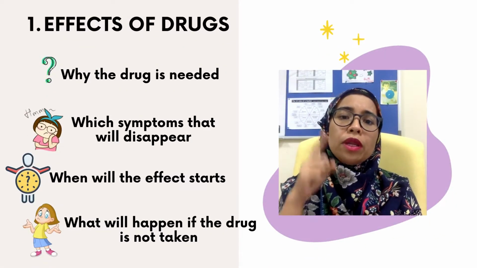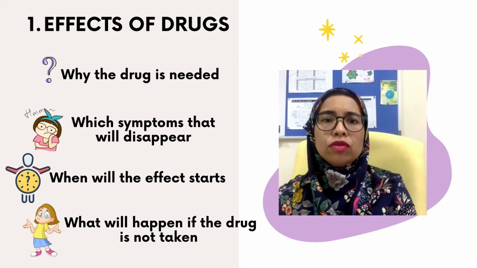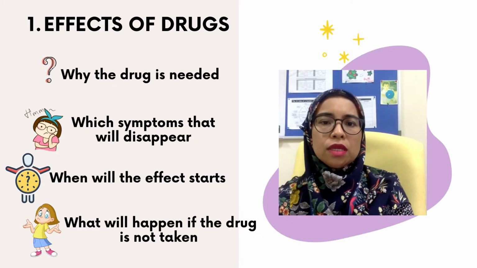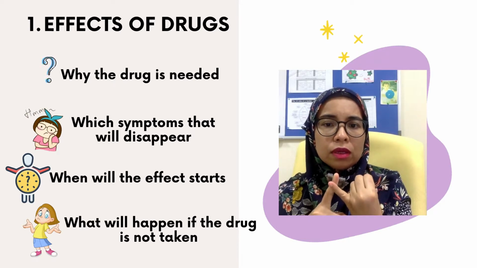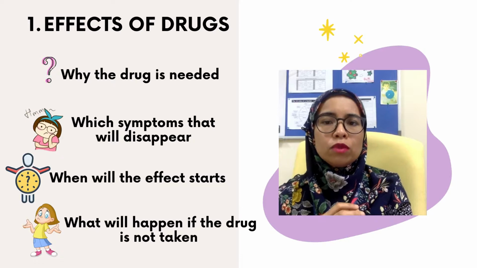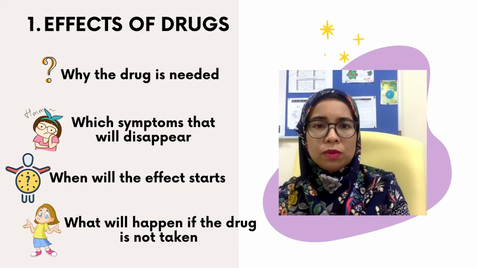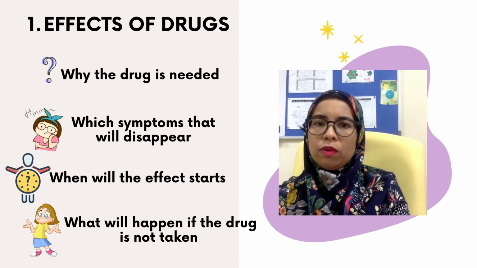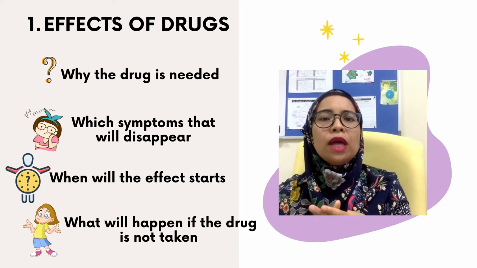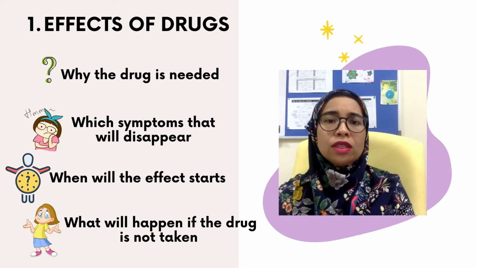Let's talk about point number 1, which is the effects of the drug. When you are going to talk to the patient about the effects of the drug, you would want to include the reason why the drug is needed, which symptoms will disappear, and sometimes some of them won't disappear, so you want to tell them which one will not disappear with the given treatment, when the effect is expected to start, and what will happen if the drug is not taken correctly or not taken at all.